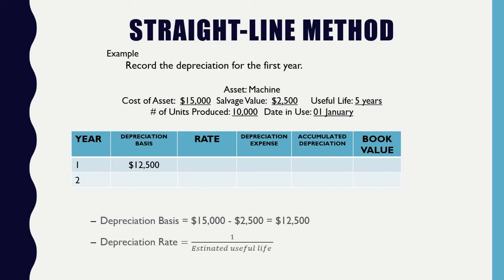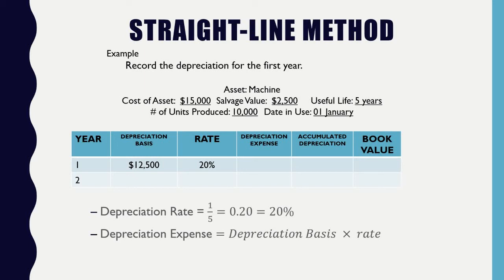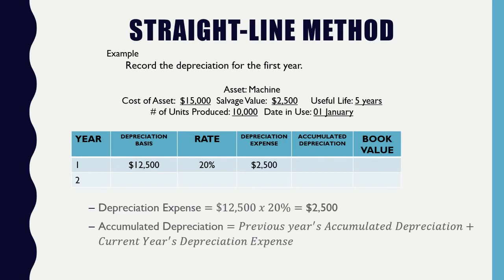Now let's go ahead and determine the depreciation rate. Here, we have 1 over the estimated useful life. What is my estimated useful life? 5 years. So what is 1 divided by 5? 0.2 or 20%. Good. Now the simple equation to solve for the depreciation expense is depreciation basis times rate. So 12,500 times 20%? Correct, 2,500. Okay. So therefore, what's my accumulated depreciation for the first year?